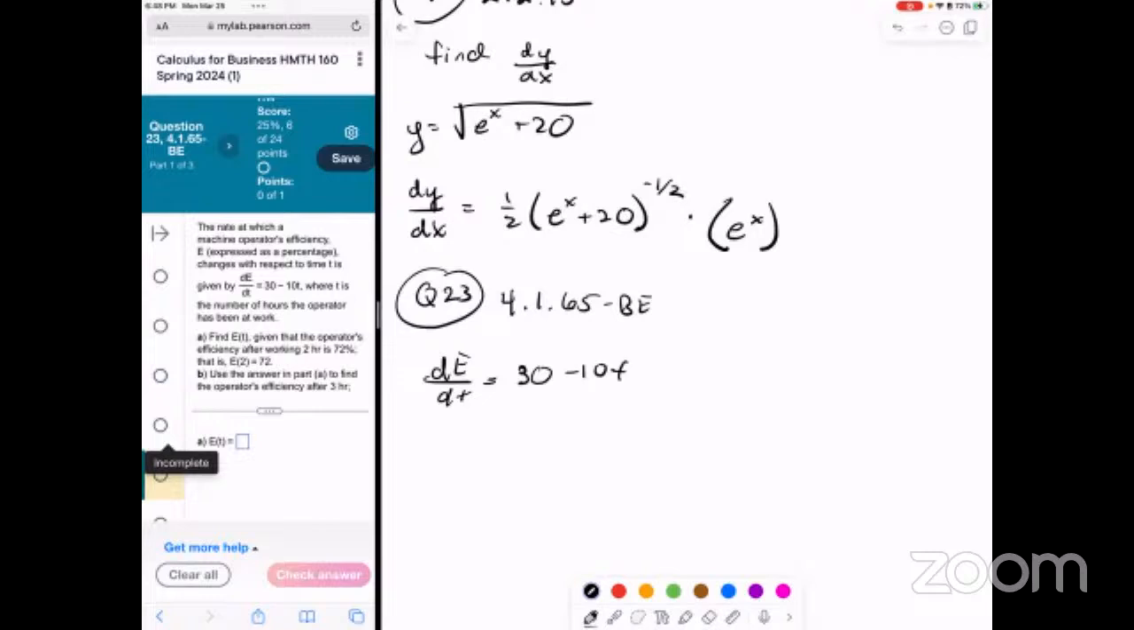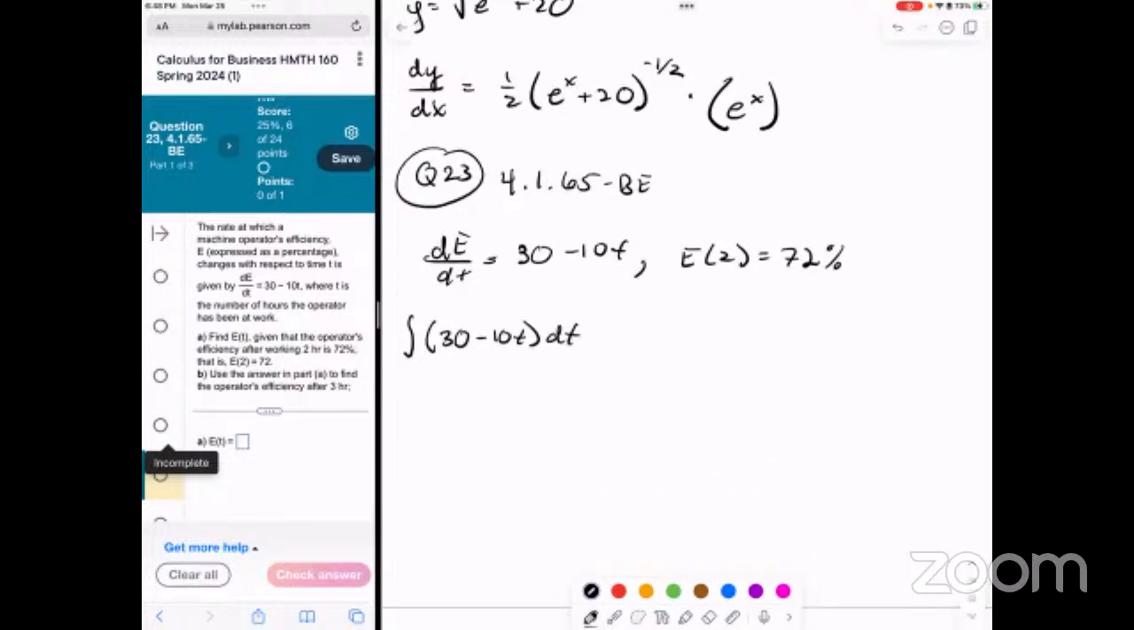And we're also given that E of 2 equals 72%. So let's look at the integral of 30 minus 10t dt. The integral of a constant is the constant times t. The integral of t is going to be t squared over 2. So that's going to become 5t squared. We're going to say plus some constant of integration.